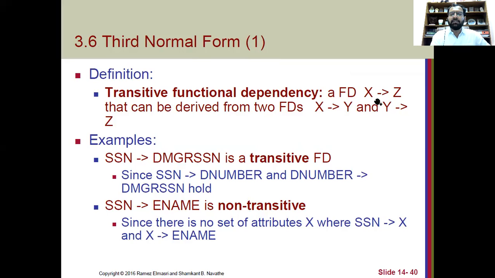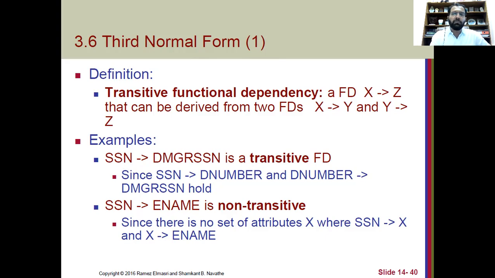Normally we represent it like this: X determines Z, where actually X determines Y and Y determines Z. So due to this, we have a transitive dependency. Here you can see that SSN determines the department manager SSN, which is a transitive functional dependency. Why? Because SSN determines D number, and D number determines the department manager SSN. But we write it directly. It means there is a transitive dependency.